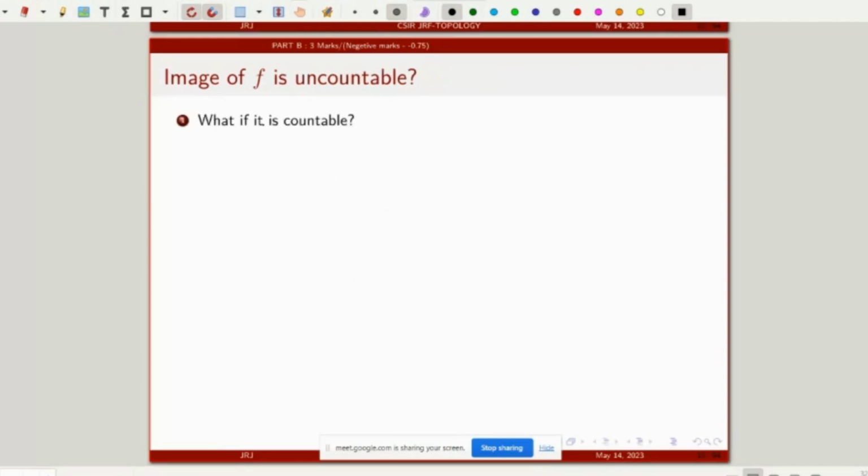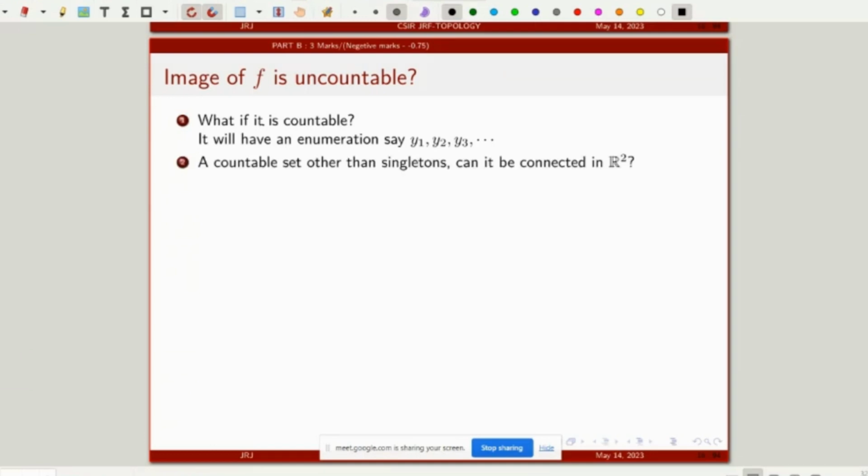Now, what is the option remaining to check? Once you are able to eliminate all the three options, obviously the other option will be the correct one. So: image of f is uncountable. How will we prove that image of f is uncountable? We have certain properties. Image of f is connected, that we know. Now what happens if it is countable? If it is countable, then it will have an enumeration. So we can write image of f as y1, y2, y3, etc. Now, f is a non-constant function, so it has more than one point in the image set. So can a countable set other than a singleton be connected in R2?